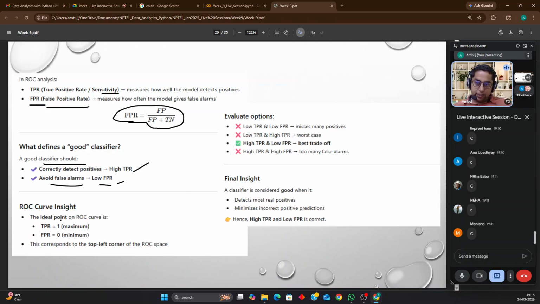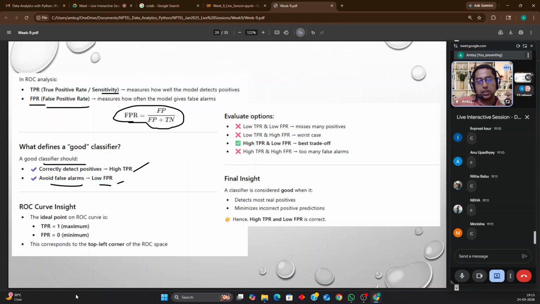The ideal point on the ROC curve is TPR equal to 1 and FPR equal to 0. TPR equal to 1, FPR equal to 0 gives the most correct model. It corresponds to the top left corner of the ROC curve. Evaluating the other options: low TPR, low FPR, no; low TPR, high FPR, no; high TPR and low FPR is the best trade-off. High TPR and high FPR means too many false positives.